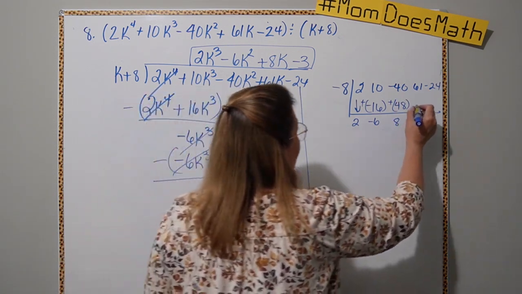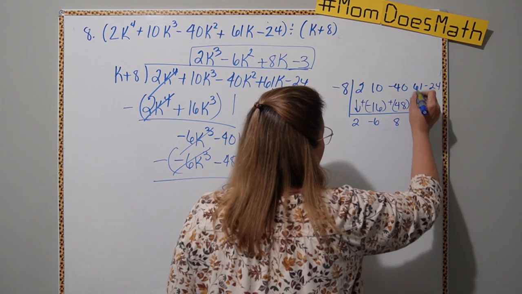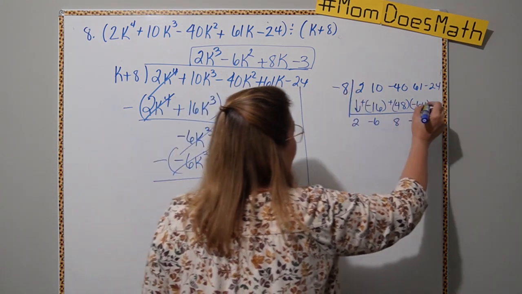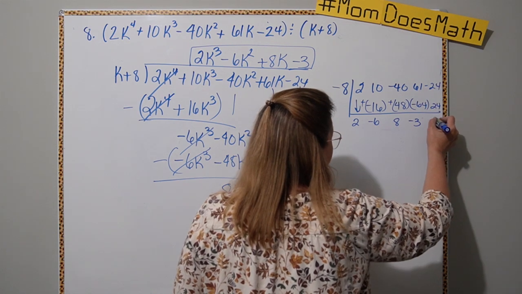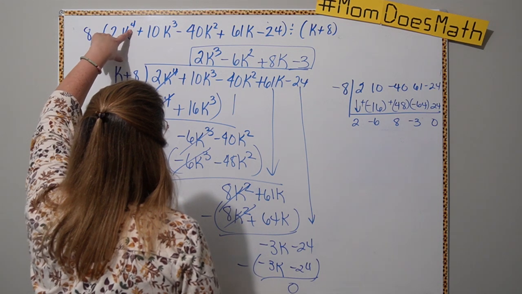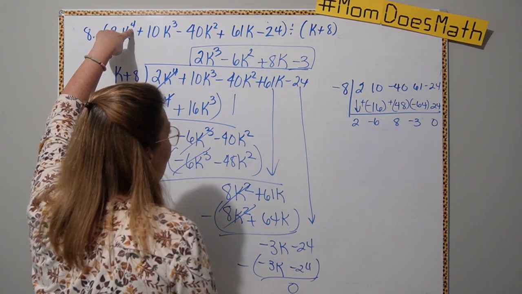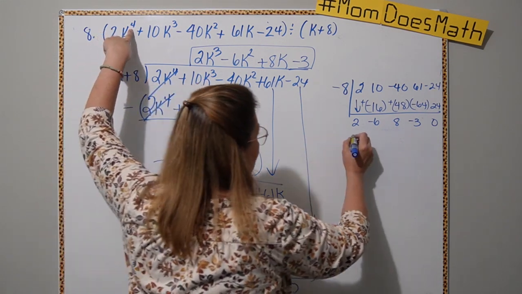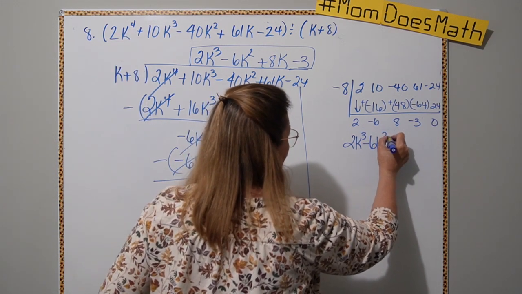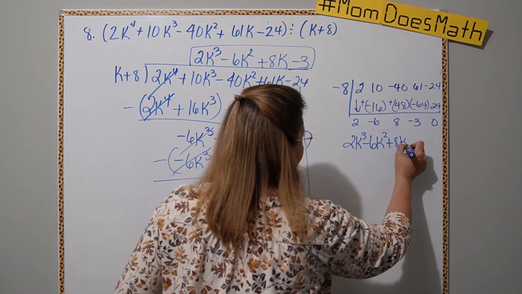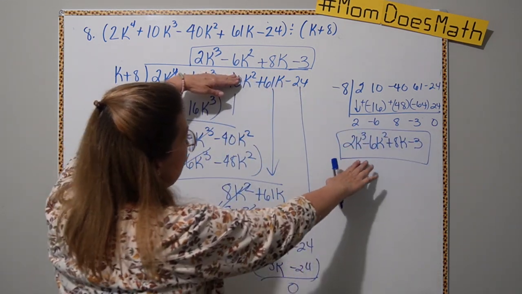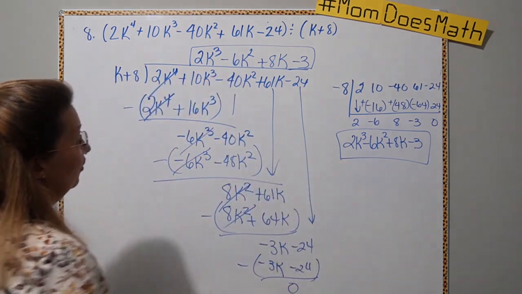8 times negative 8 is negative 64. And you're going to add, so that's going to give you negative 3. Negative 3 times negative 8 is positive 24. You're going to add and get 0. Okay? Now let's convert it. My highest exponent of my original was k to the 4th. So I'm going to make this 2k to the 3rd minus 6k squared plus 8k minus 3. And there is no remainder. And you can see answers match, but the work doesn't.